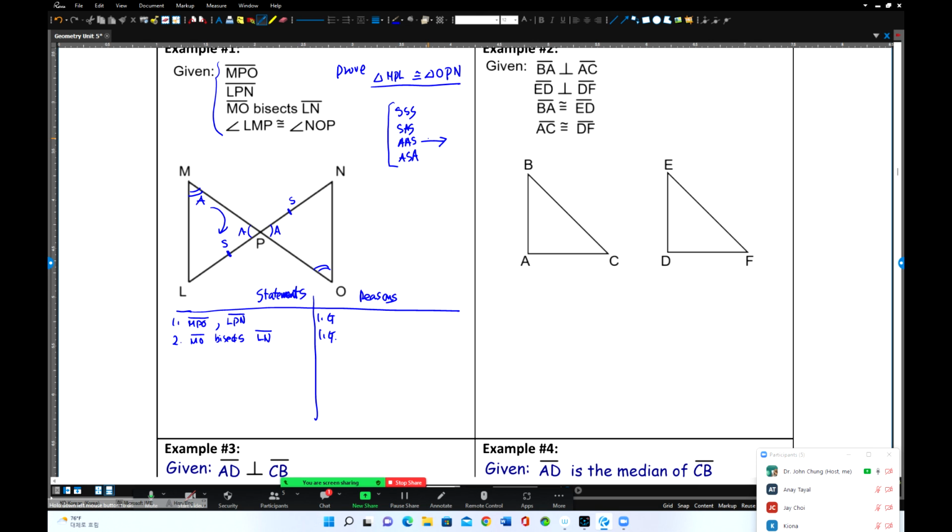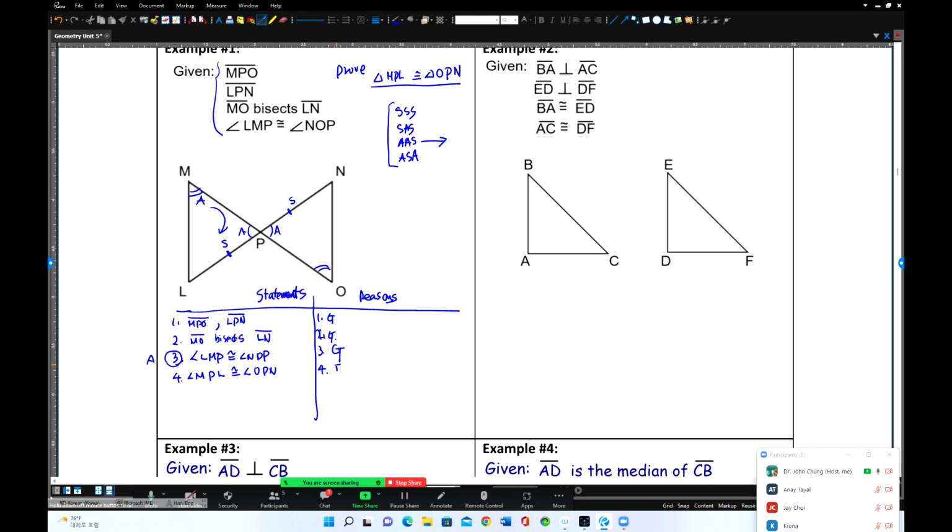So we go this way. This one is angle LMP congruent to angle NOP. This is given too. We got one angle over here. Now we can write the next angle. The other angles, you have to show that these two angles are vertical angles. We can go directly. Angle MPL is congruent to angle OPN. What's the reason?